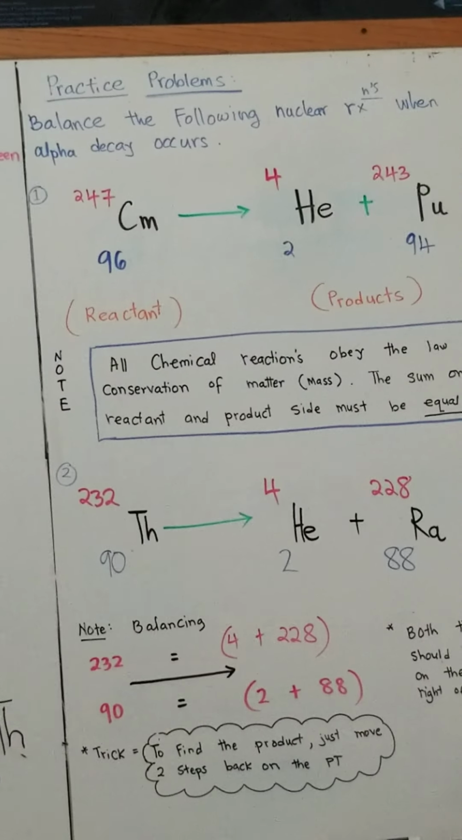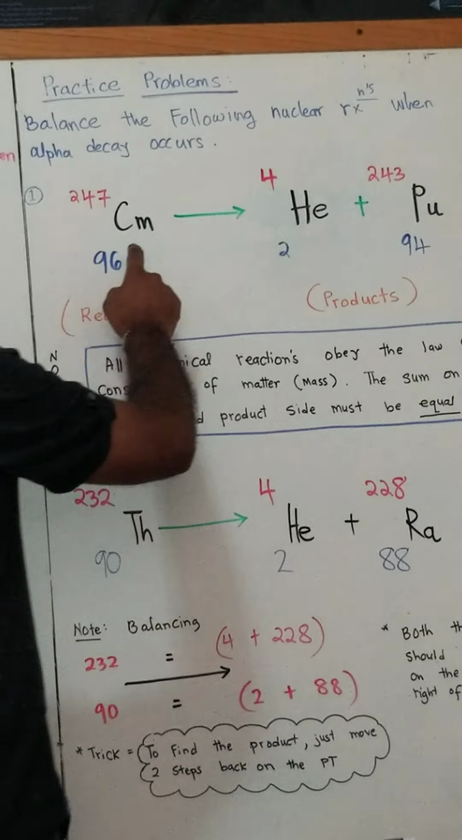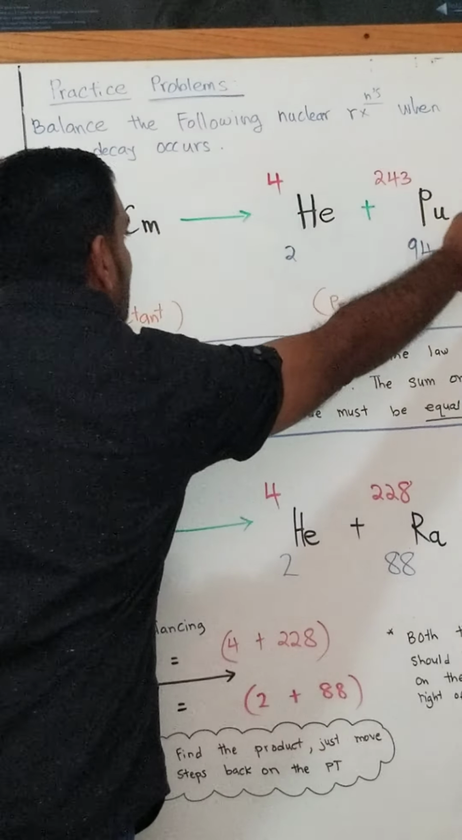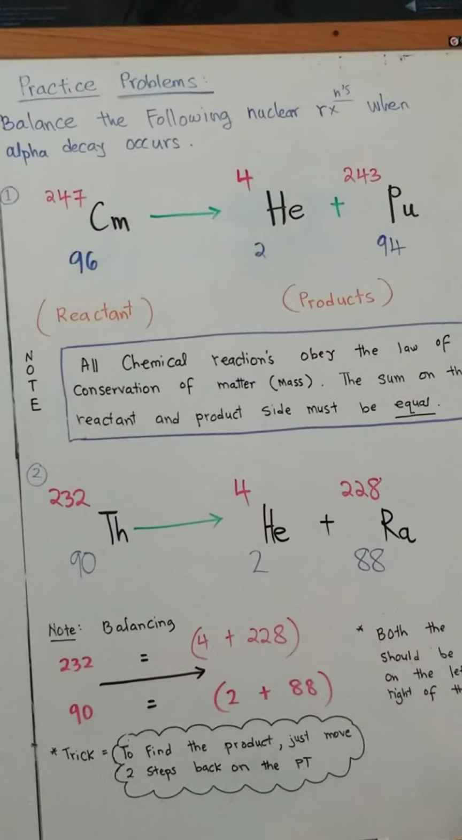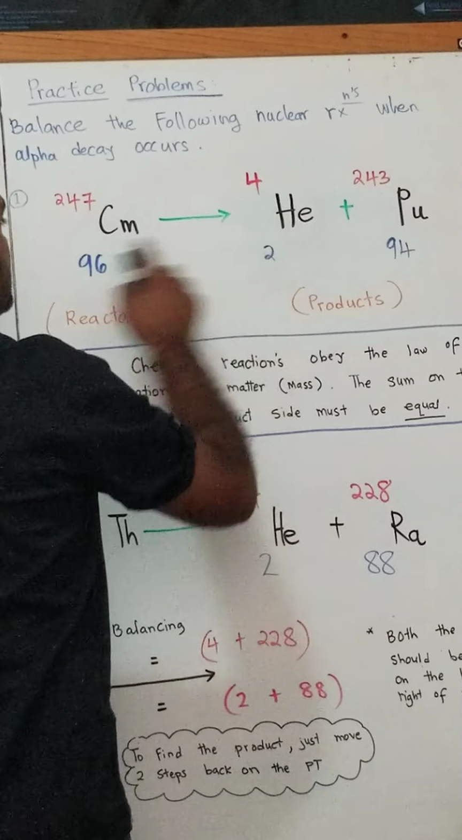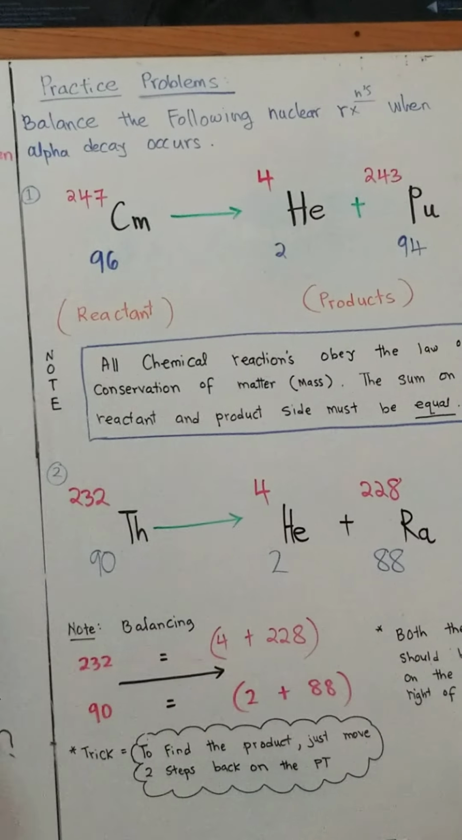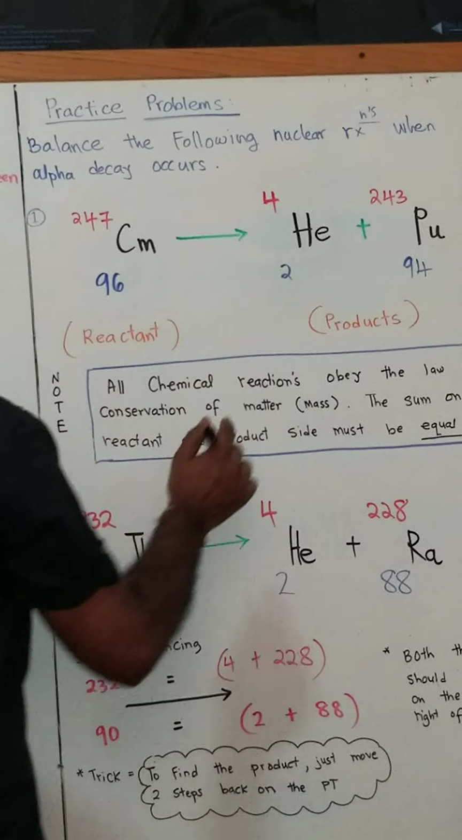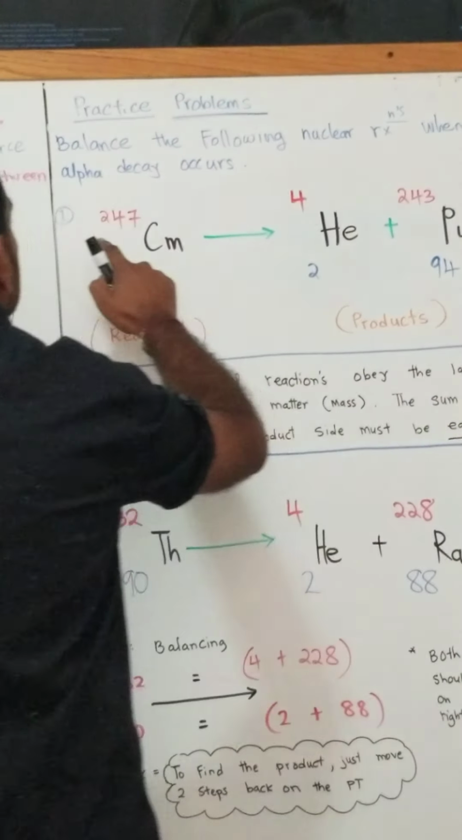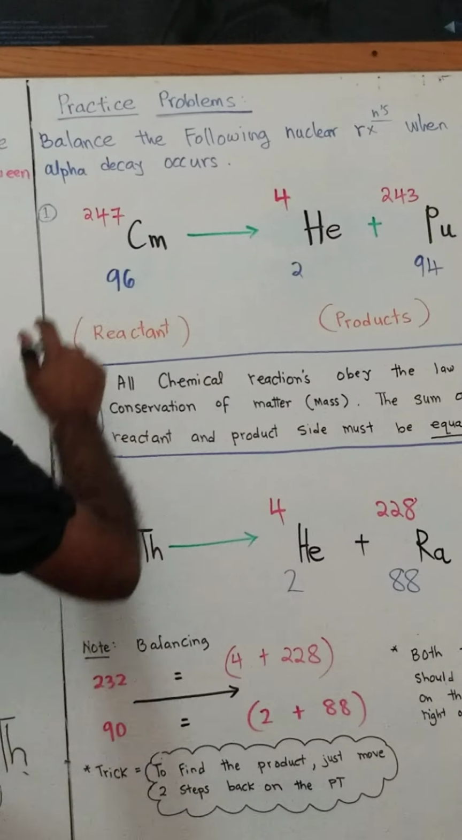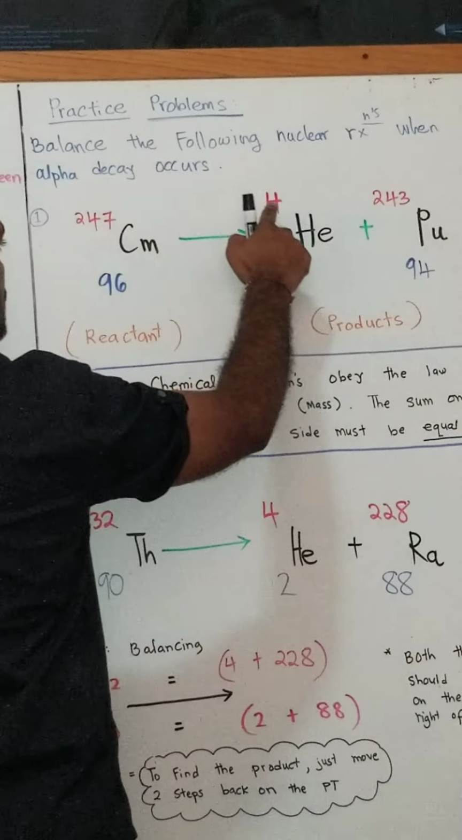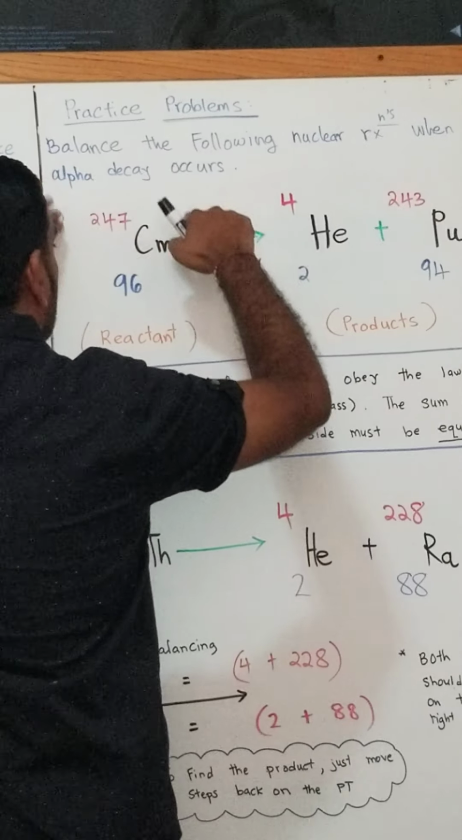When an alpha decay reaction happens, the element is going to change into helium plus another element. The mass of the helium is 4 and the atomic number is 2. And the other element that we form is element number 94. Now let's look at the numbers on the top versus the numbers at the bottom. The 247 should be equal to the number on the left hand side.